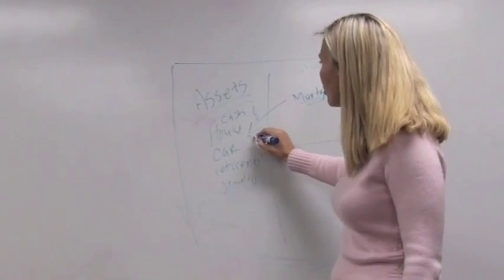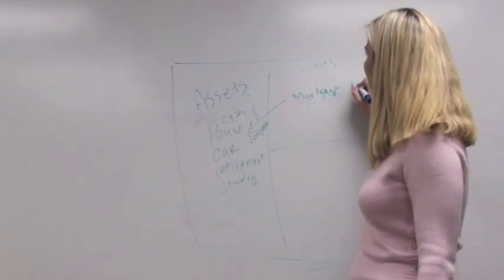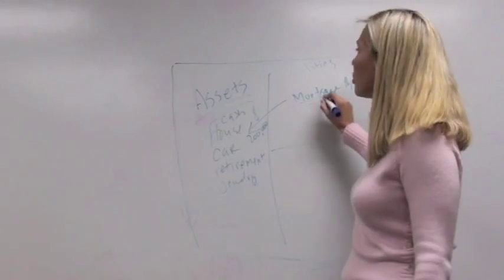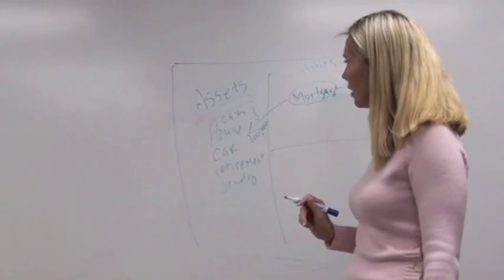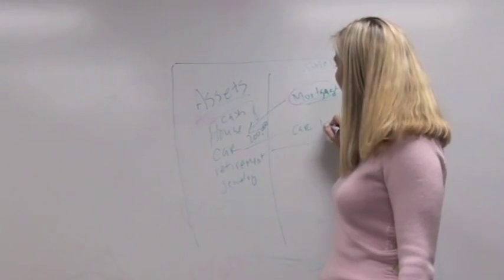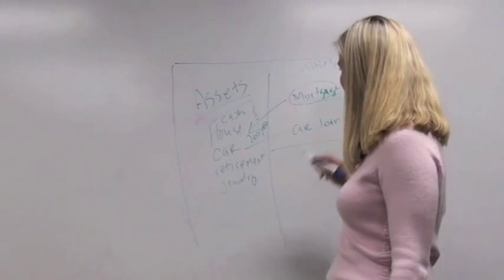So if you have a $200,000 house and you put it over here, and then your mortgage, let's say, is $150,000. If your payment's $1,000 a month, you don't include the $1,000 a month, you include the total amount that you still owe outstanding. So car, you might have a car loan. So you're going to put your car loan over here, and let's say it's $10,000 that you have.